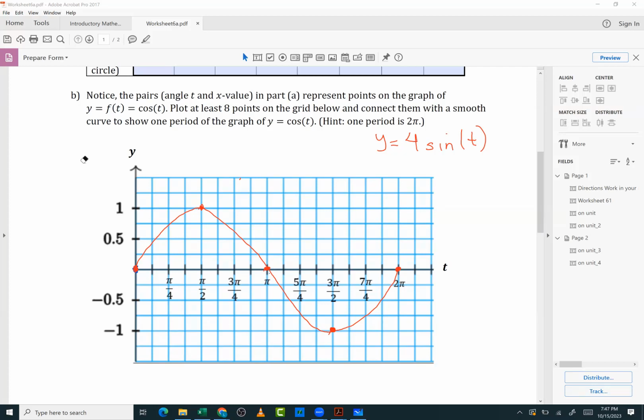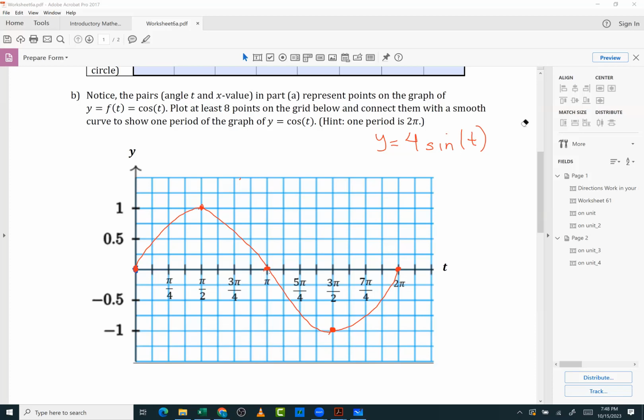Well, think about it. Let's plug in pi over 2 for t. Tell me what happens. Oh, it's y equals 4. Right. So what is it doing? The point is just on 4. So it's multiplying.